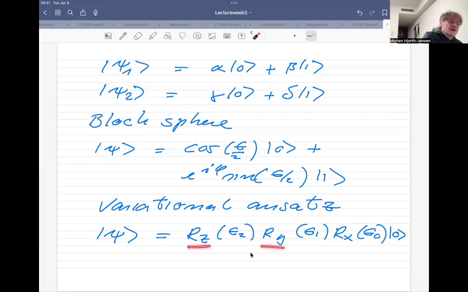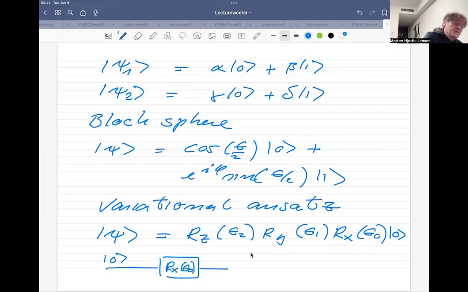So these operations here are actually physical operations which we can implement on the system. It means that as a circuit, we would start with the state 0, and then we would have an Rx operation of theta 0. There's going to be an Ry operation, theta 1, and then there's going to be an Rz operation with a variable theta 2. And then finally, we have a state psi here, which is our final state.